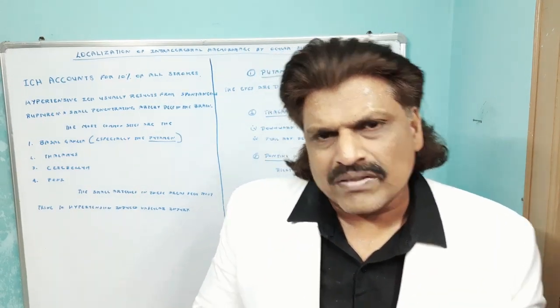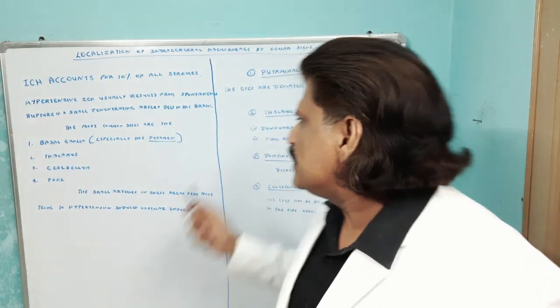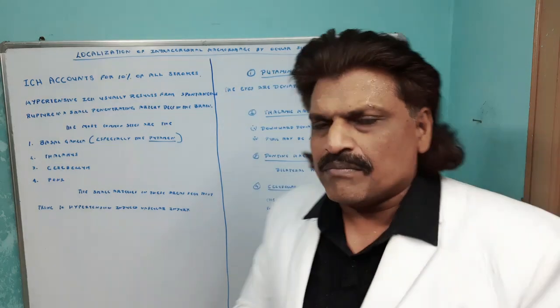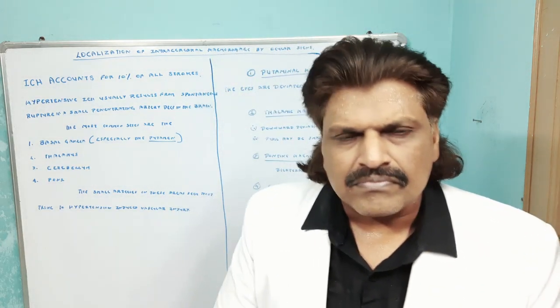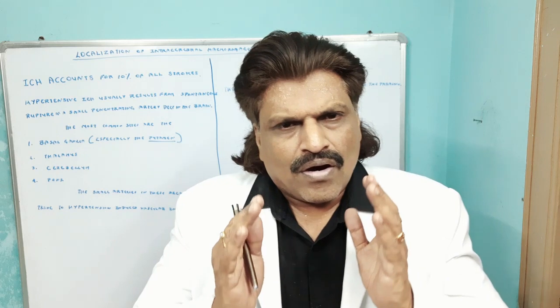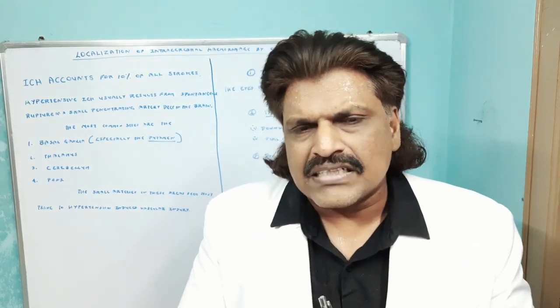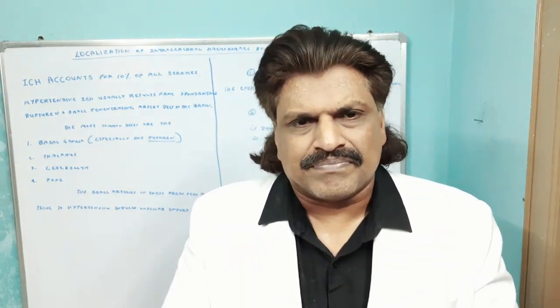Right. Now we will come to the next hypertensive bleed, pontine hemorrhage. Here, to understand pontine hemorrhage, we need to understand one important concept: the blood supply. The brainstem structures are the midbrain, pons, medulla oblongata.